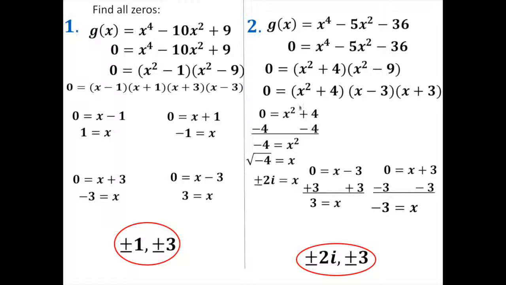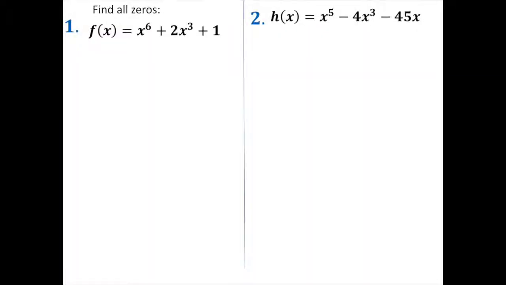Okay, so this one's a little bit more complicated, but not overly so. The big thing is if you can move it on to the other side, realize any negative inside of a square root sign is an imaginary number. That's the hardest part there. All right, we're going to do the last one here, so go ahead and try these two.